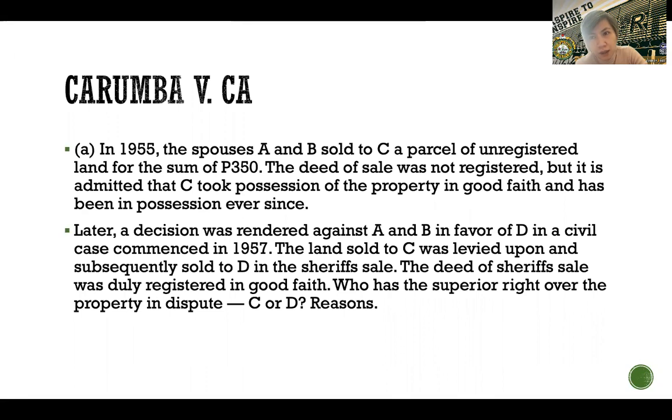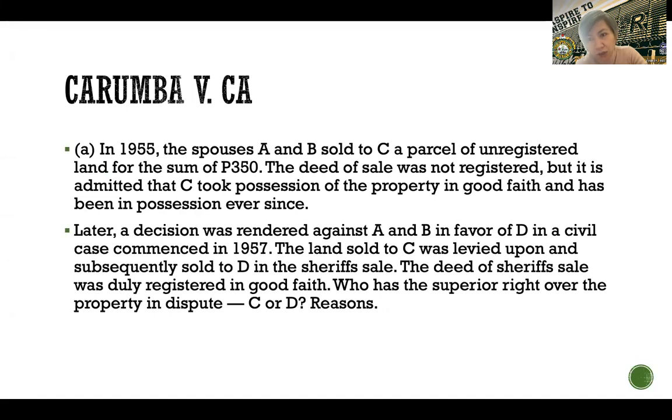In this second case, Karumba versus Court of Appeals, in 1955, the spouses A and B sold to C a parcel of unregistered land for the sum of 350 pesos. The deed of sale was not registered, but C was able to take possession of the property in good faith and has been in possession of that property ever since. Later, a decision was rendered against the sellers, the spouses A and B, in favor of D in a civil case filed in 1957.